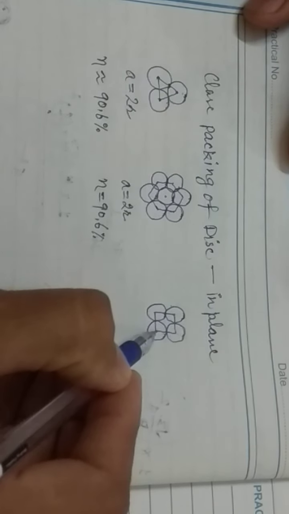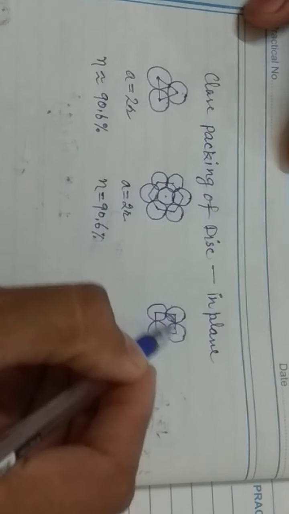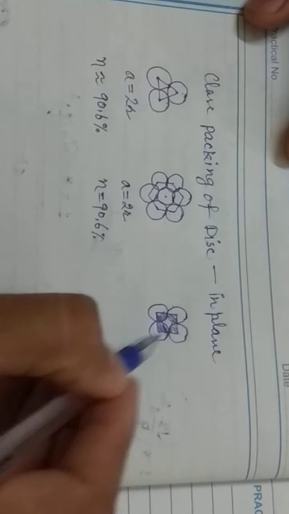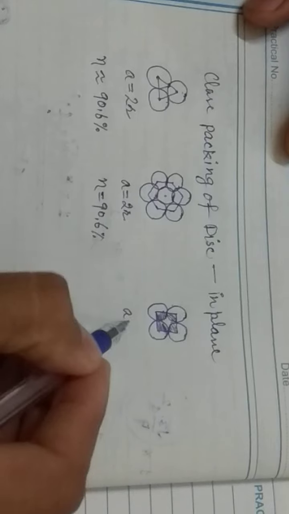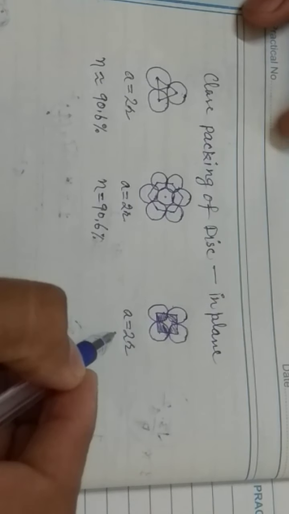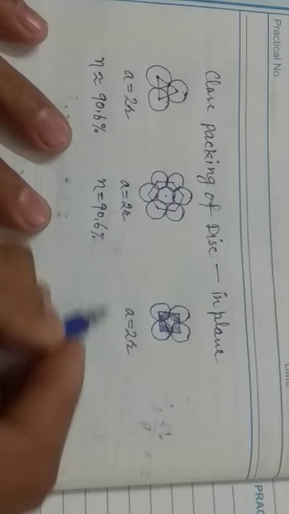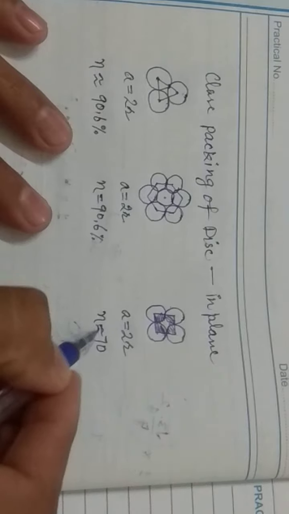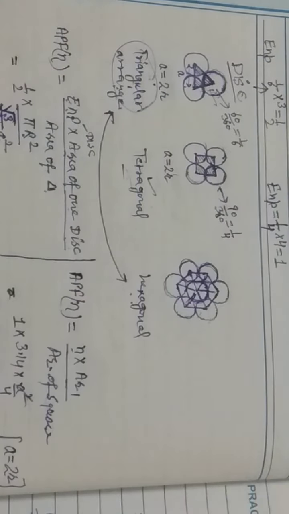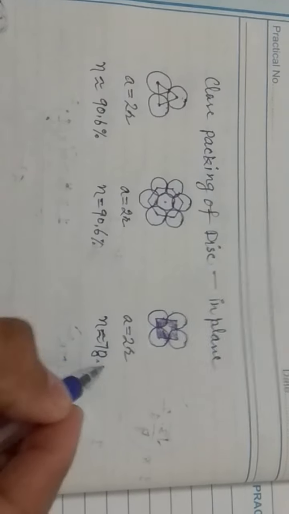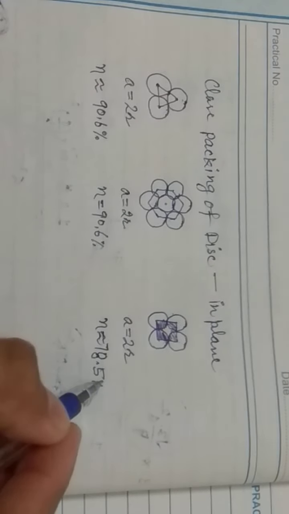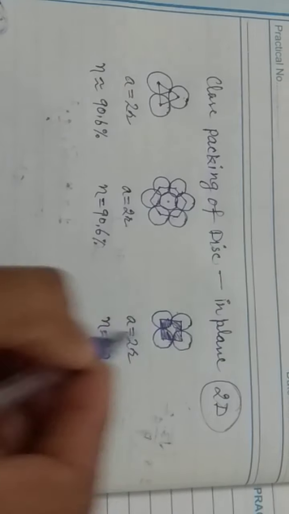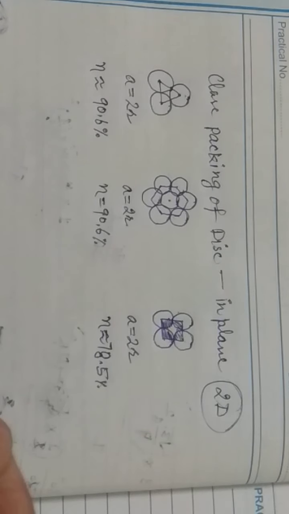Okay class, and the third case was when the discs are arranged in such a way that their centers lie on the corner of the square. So here again a is equal to 2r. We calculated the packing efficiency, it was about 70%. Okay, let me check it. It was 78.5%.